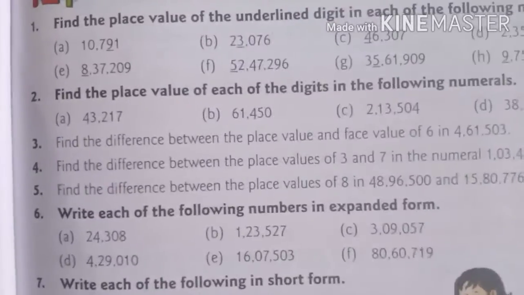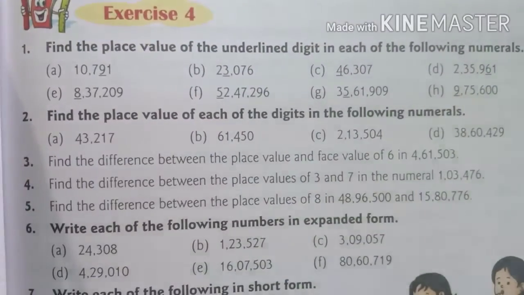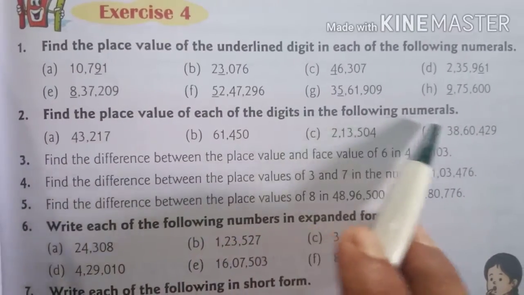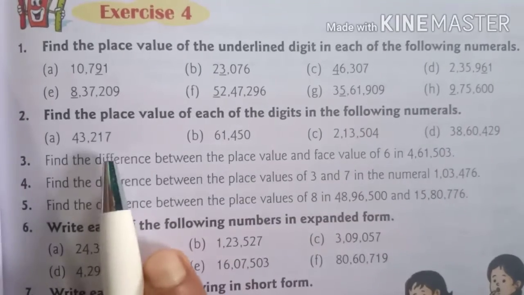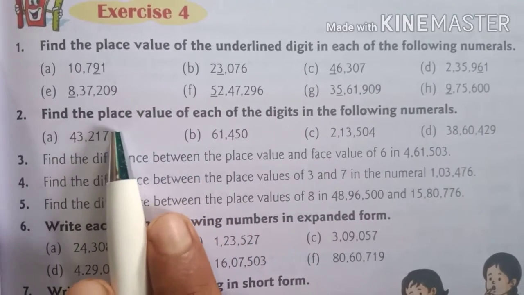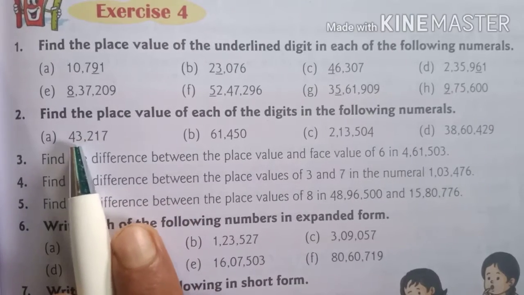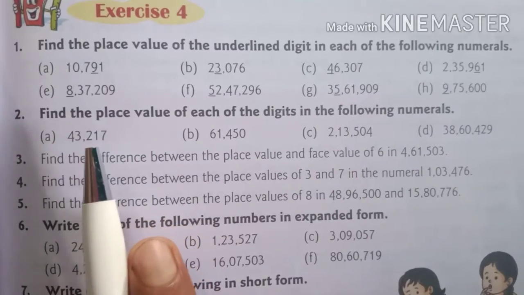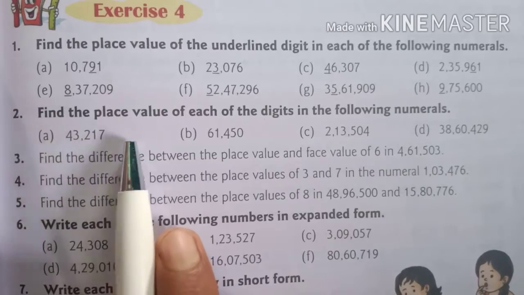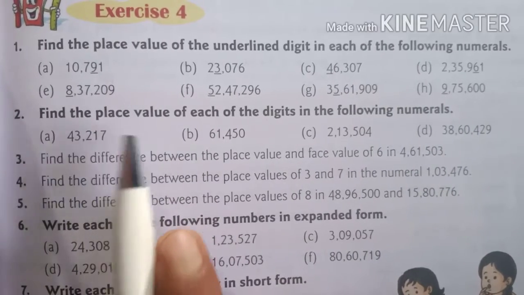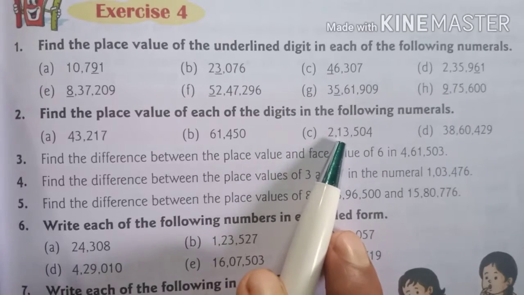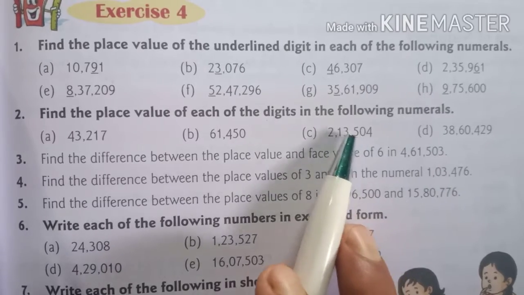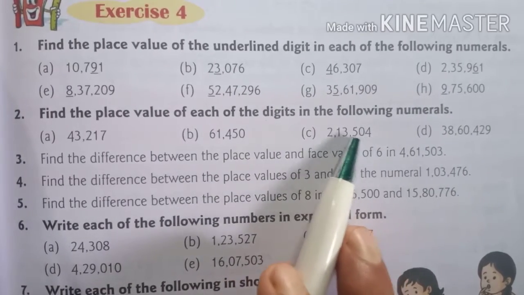Okay. Now come to question number 2. See students, question number 2. Find the place value of each of the digits in the following numerals. In this question you have to find the place value of all digits: ones, tens, hundreds, thousands, 10,000, whatever digits and places are required. Here is a numeral with lakh places: 2,13,504. So you have to find the place value of all digits.